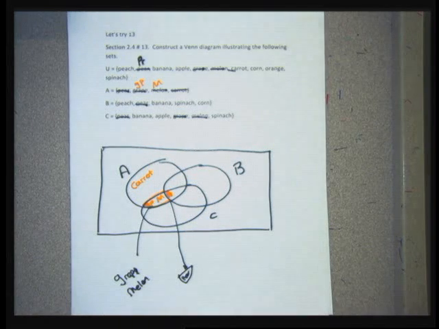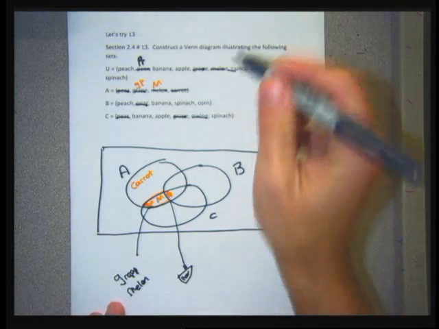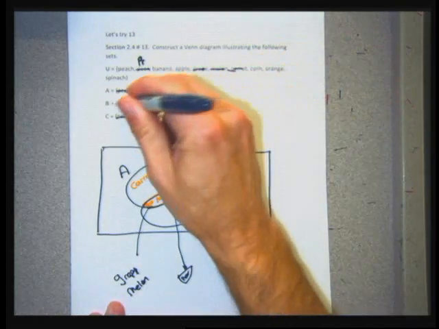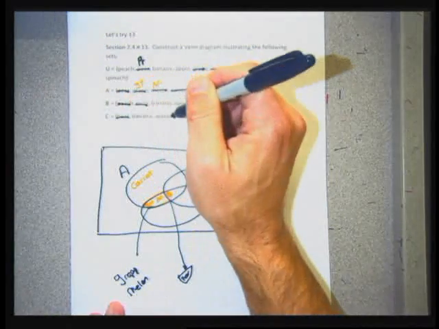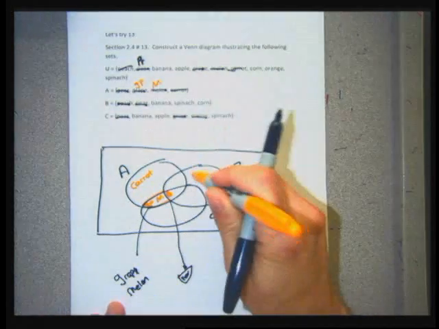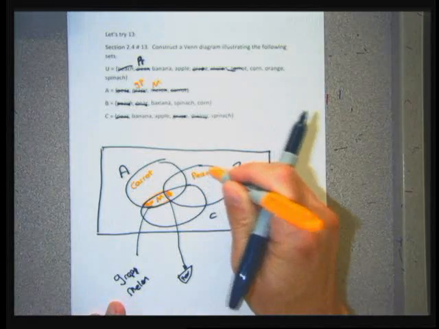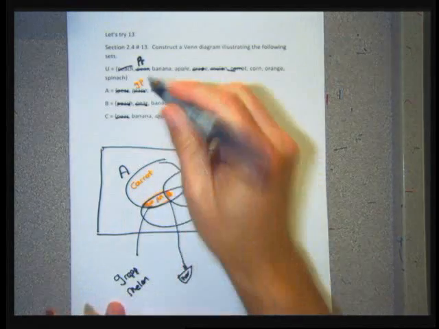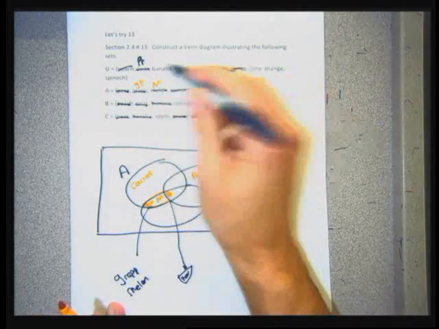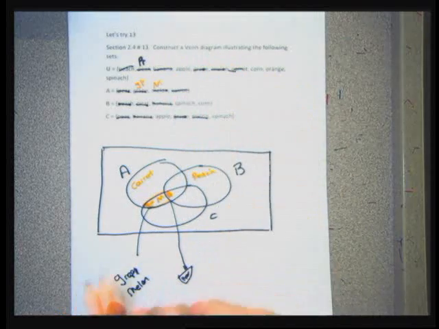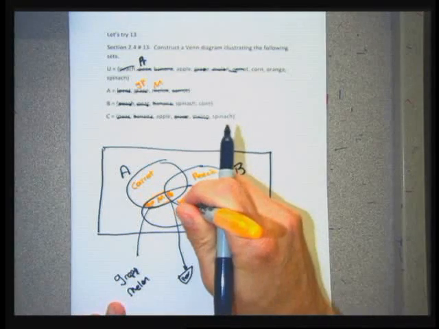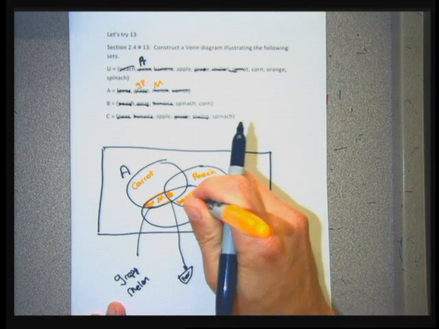In the B set, I'm going to start placing the peach. I see peach in the B set. I don't see it in the C set. I see it in the universe. Peach is going to go in the non-overlapping portion of the B set. Banana is in both the B and the C set, as well as the universe. Banana needs to go in the region where the B and the C circles overlap.